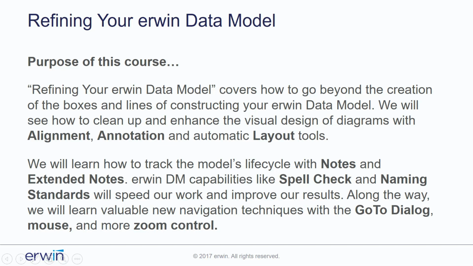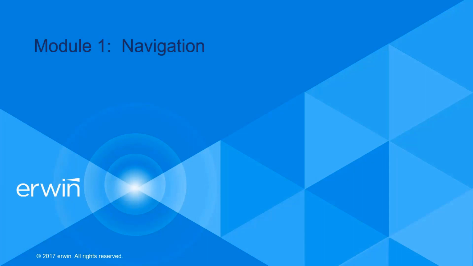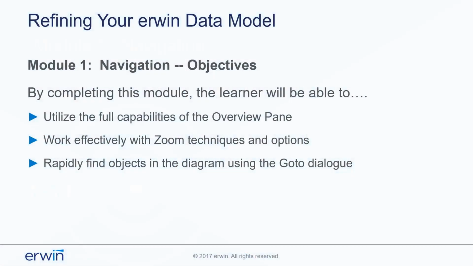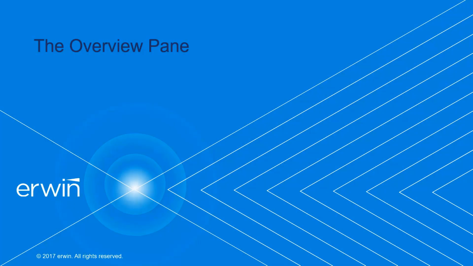In this course, we will begin with an Irwin DM model, one which we've developed in earlier courses. Our work will be to enhance the model, both its appearance and its functionality. Let's begin with a few new wrinkles on navigating the Irwin DM model. None of the things we will discuss are mandatory for you to use, but the go-to dialog comes close. We have seen the overview pane before in an earlier course, but this time let's dig a little deeper.